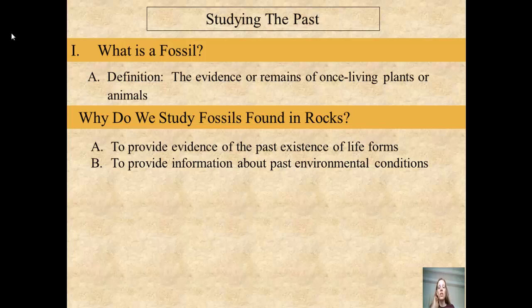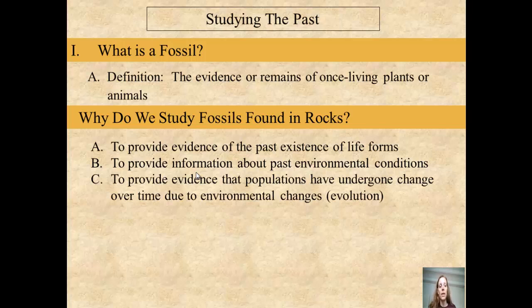To provide information about past environmental conditions. What type of environment were dinosaurs actually living in? What environment was required for their existence? And how is that different or similar to the present condition of Earth? To provide evidence that populations have undergone change over time due to environmental changes. This is what we know of as evolution.